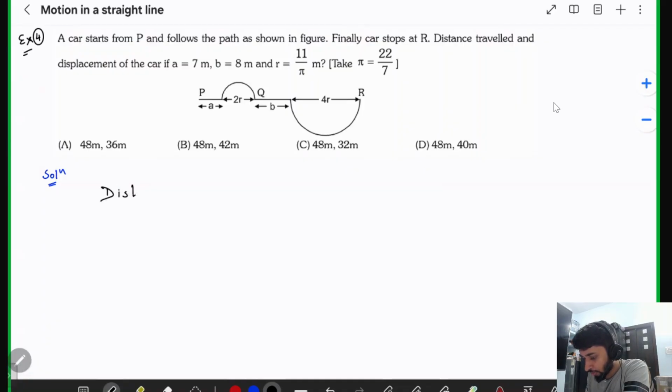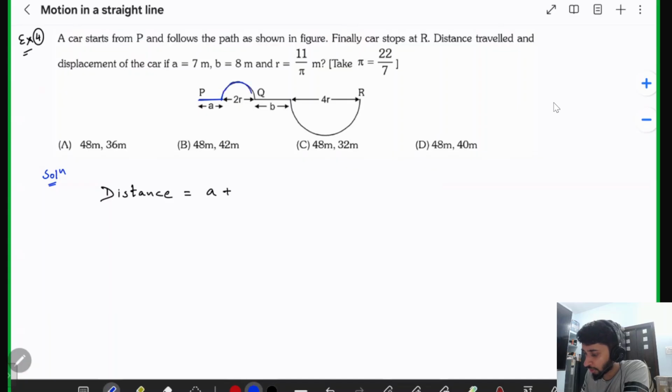We need the distance and displacement. So distance, as we all know, is the length of the total path traveled. So how much will be the distance in this case? Distance will be the length of this curved path that the particle follows. So first it goes in a straight path. So length of the straight path will be just A plus length of this curved path.